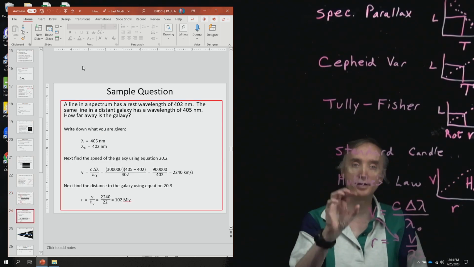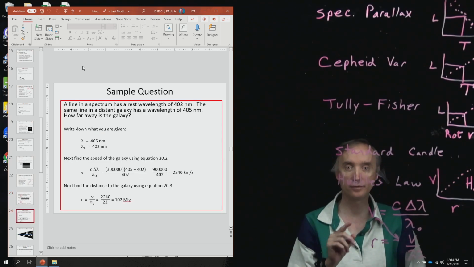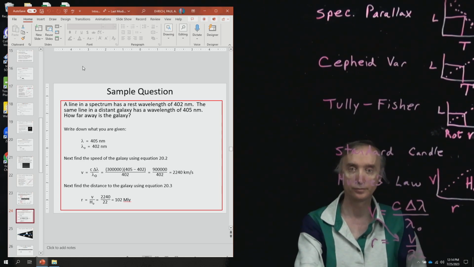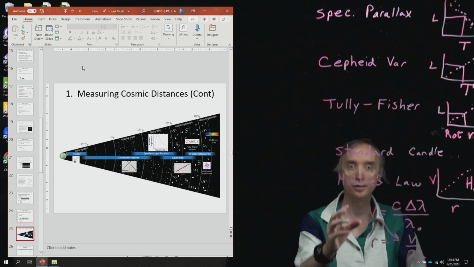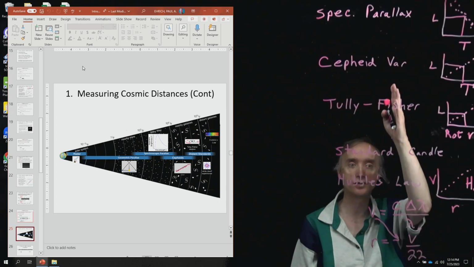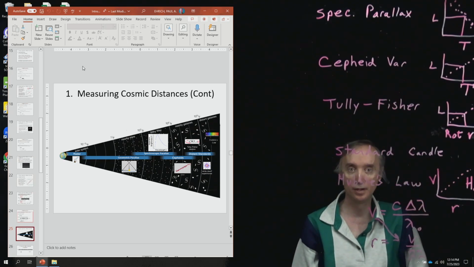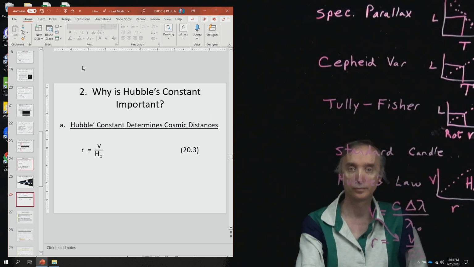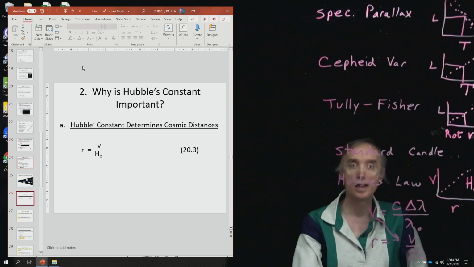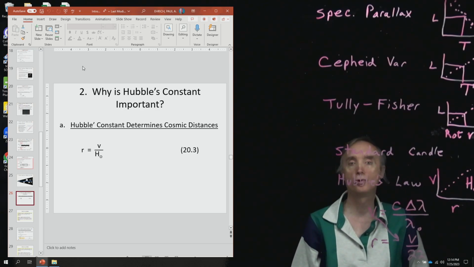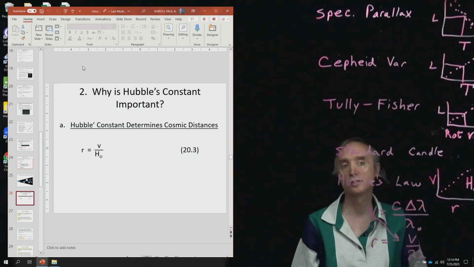So here is a sample question. You have to be able to do this on the exam. And then here's a comparison of the various ways of measuring the distance to an object. Okay, and it's also important for you to know what the point is.